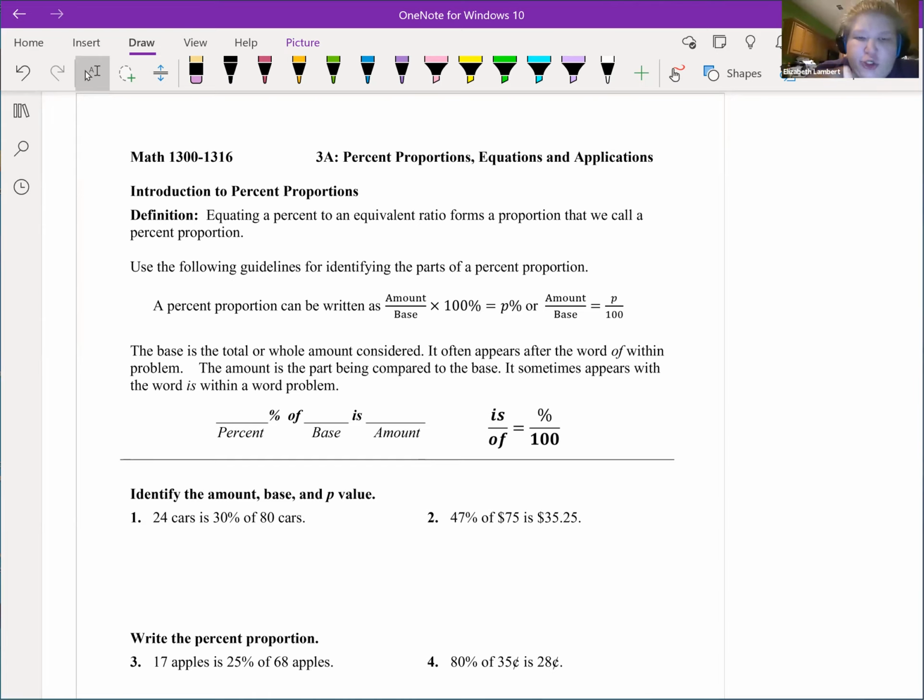Equating a percent to an equivalent ratio forms a proportion that we call a percent proportion. Use the following guidelines for identifying the amounts of a percent proportion. A percent proportion can be written as the amount over the base times 100% is equal to p%. Or you can move the 100 so you get amount over base equals p over 100. Because then they would no longer be percents, they'd just be the raw numbers, whatever the percent number is, and then 100.